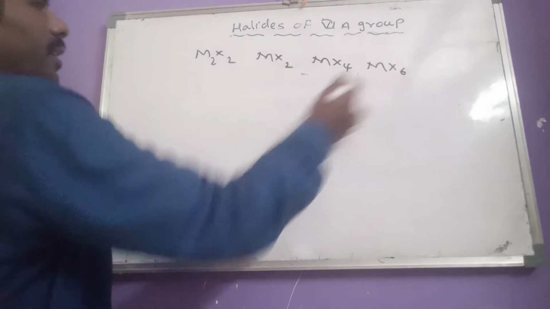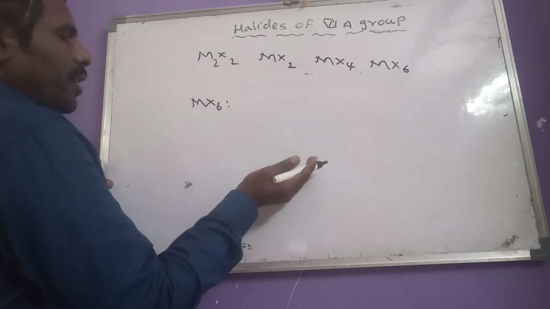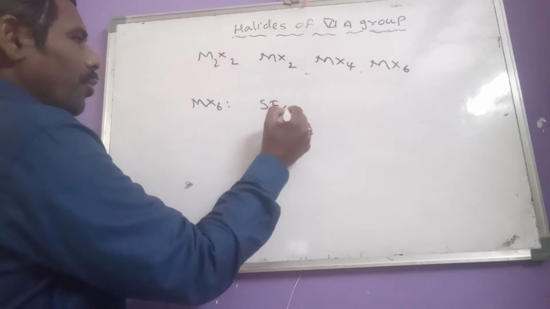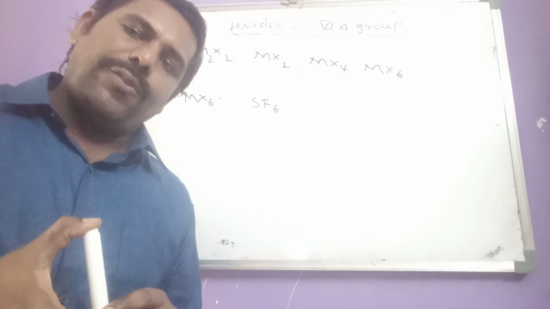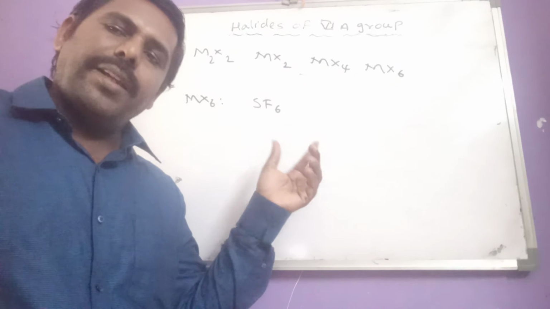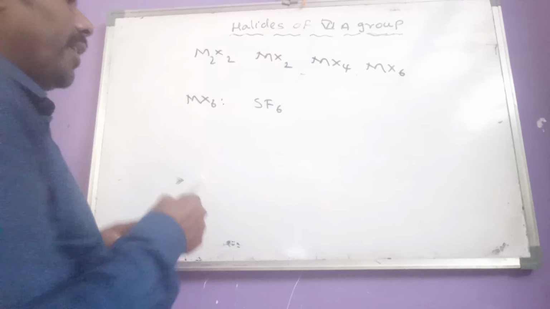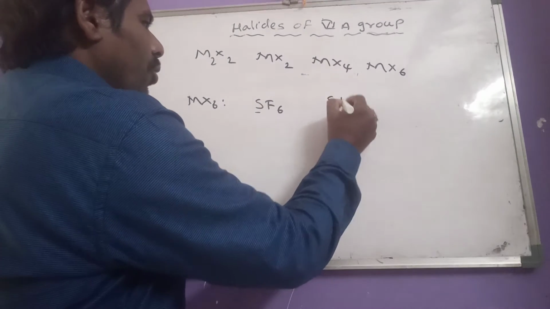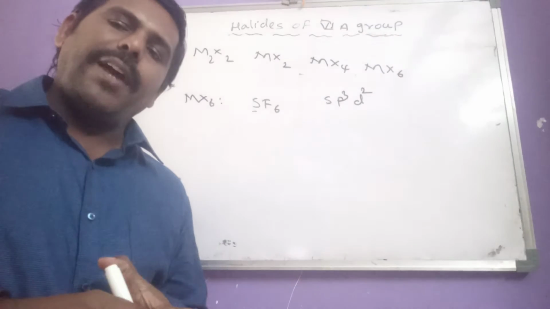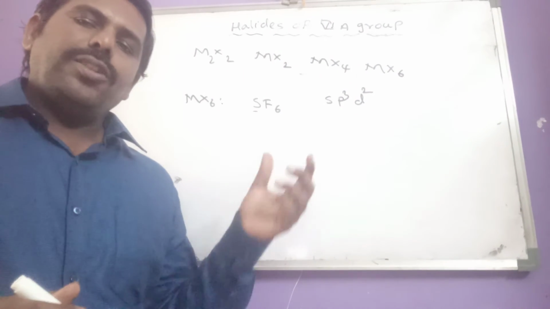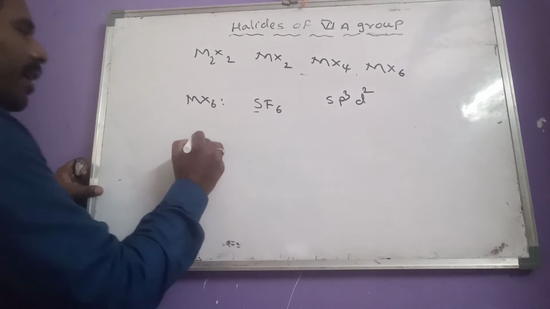Let us see the hexahalides. Among hexahalides, the more stable ones are the hexafluorides. And SF6 is here, sulfur hexafluoride. SF6 is thermally more stable and also highly unreactive. And in SF6, sulfur undergoes sp3d2 hybridization, and of course it has octahedral geometry. So this is regarding hexahalides. Okay, then come to the tetrahalides.